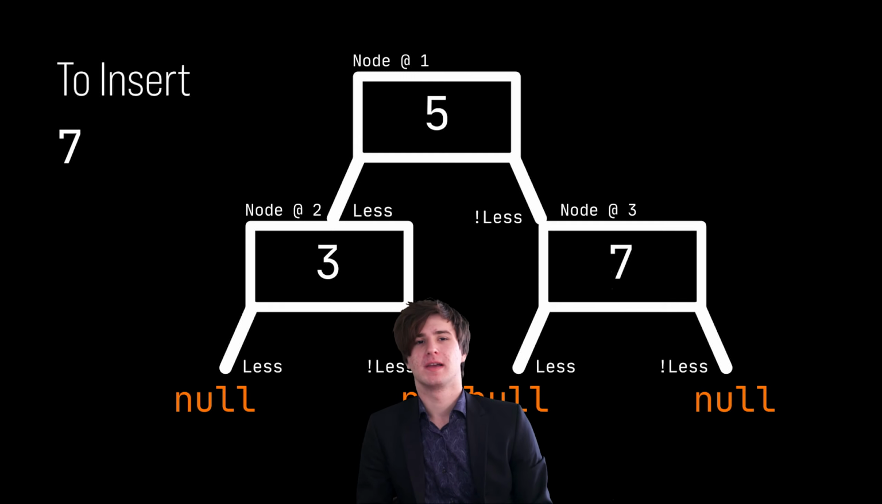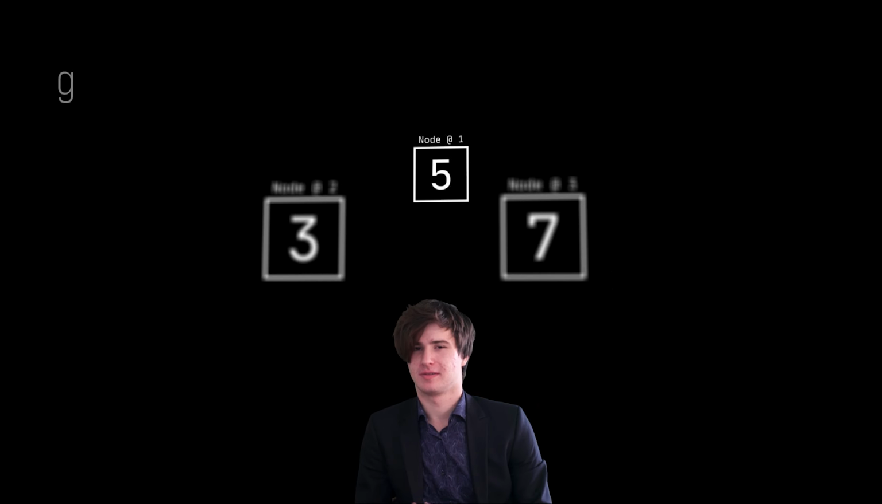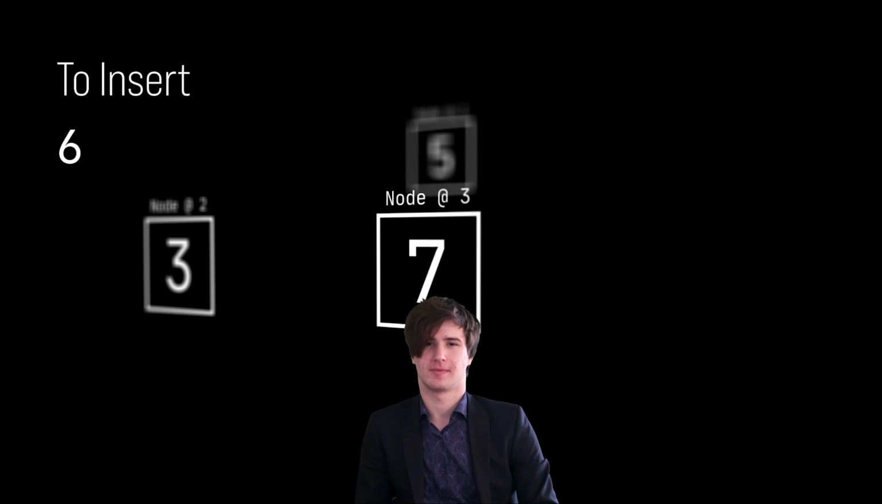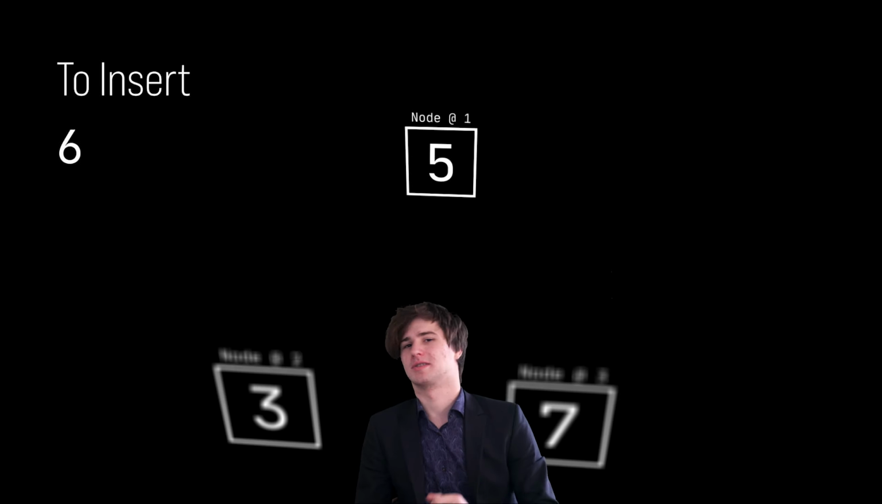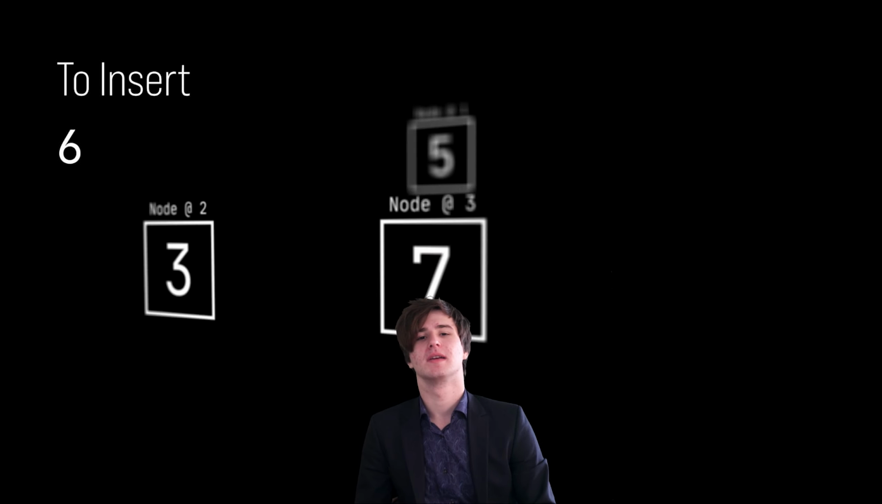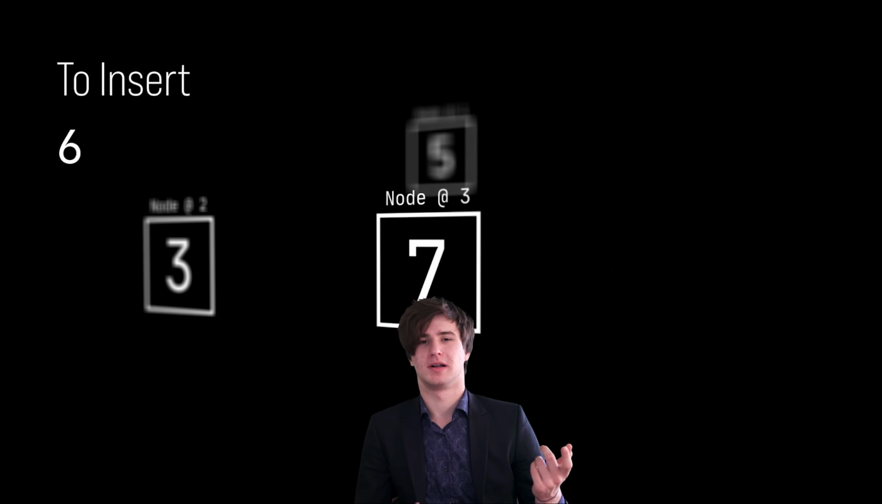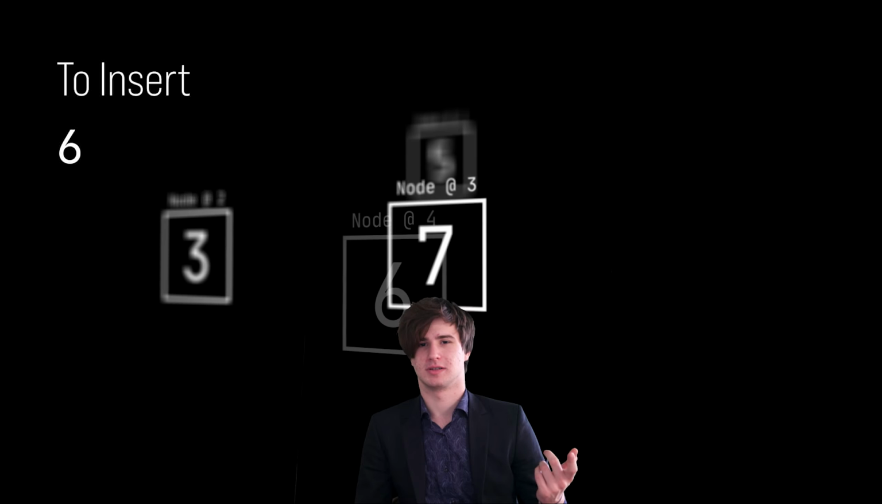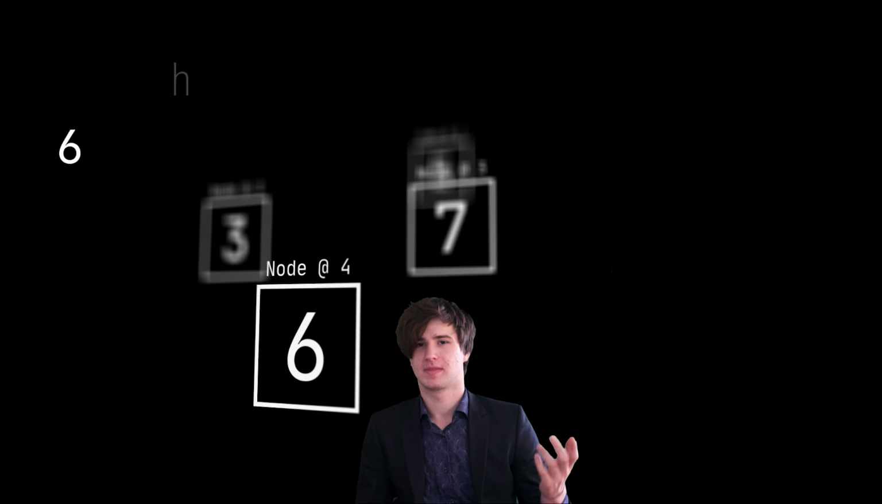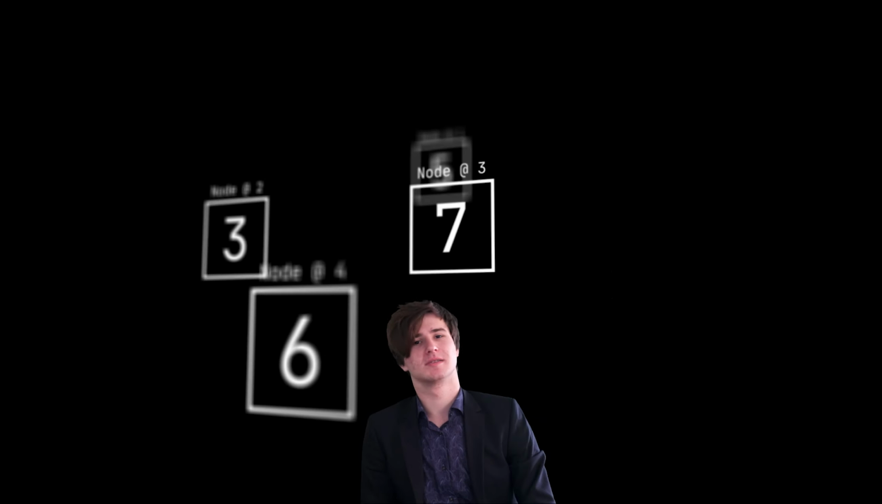But you might be wondering, what if I have a number that's larger than 5, but smaller than 7? It has to go to the right of 5, but then what does it do? Well, just keep in mind that this is a recursive sort of data structure. Every node has these 2 references. So we go 5, well, 6 is larger than 5, goes to the right. 6 is smaller than 7, so it has to go to the left of 7. So it goes 5, 7, and then to the left of 7 is 6.